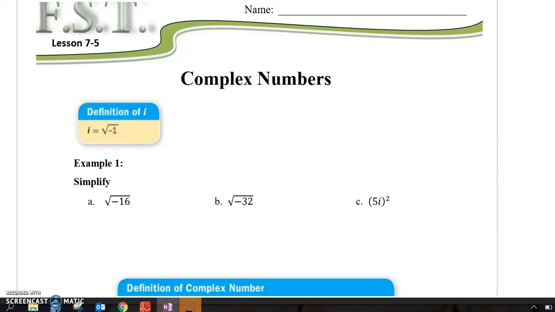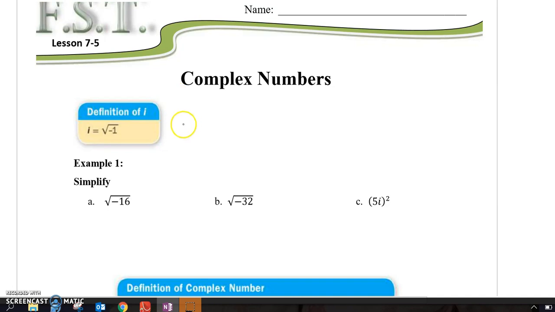Okay, we are doing lesson 7.5, complex numbers. So first of all, we have our imaginary number i, for imaginary. Technically we can take the square roots of negative numbers, they're just not real, so to speak. So we know i equals the square root of negative 1.